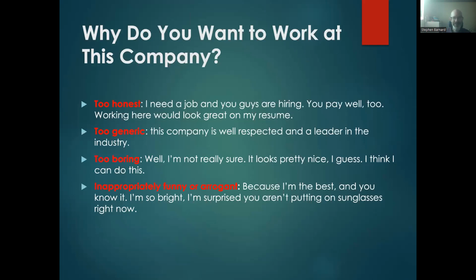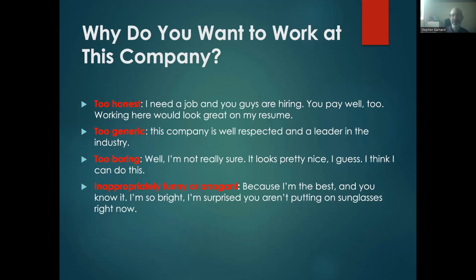Why do you want to work at this company? Oh, this is a hard question to answer because the honest answer is usually the least desirable, because I need a job and I need to make money. No, you don't want to say, I need a job, you guys are hiring, you pay well. If I work here, it will look great on my resume and then I can get a better job later on. You don't want to say that.